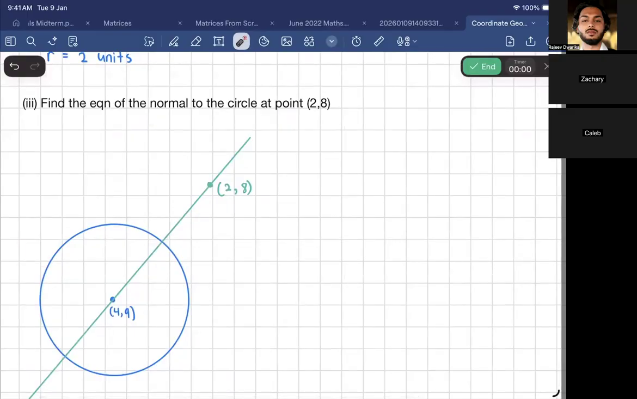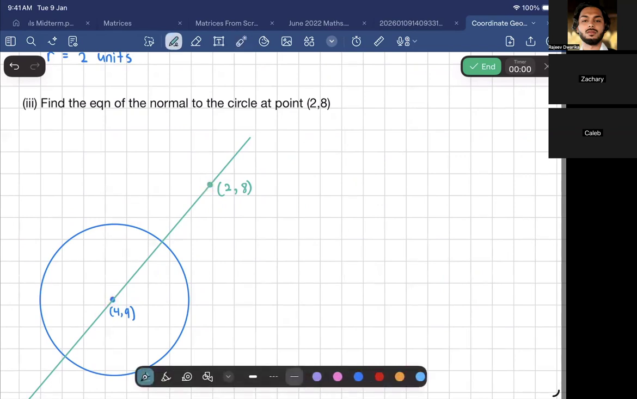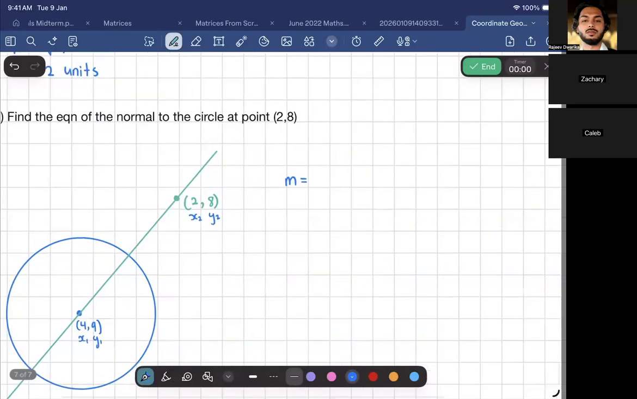So, Caleb, do we have 2 points that we could potentially use to find the gradient of the line? Yes, sir. Yeah, so let me go ahead and find the gradient now. So let's call this x1, y1. It doesn't matter which one you call x2, y2 or x1, y1. The gradient is y2 minus y1 all over x2 minus x1.